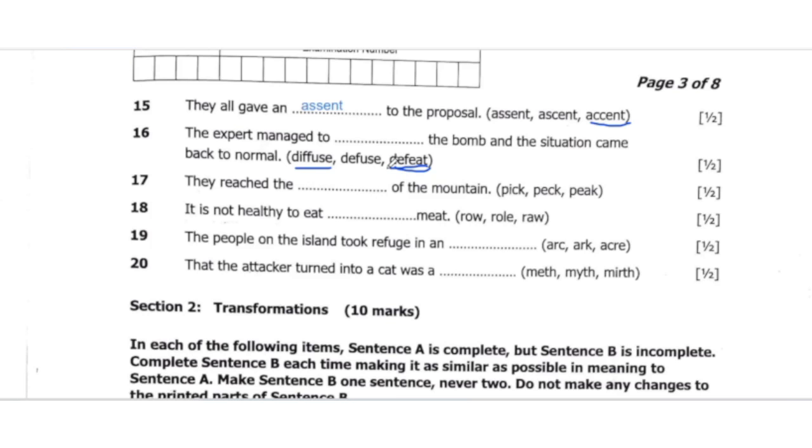You have won when you competed in something or when you did something, even if it wasn't a competition. For instance, you are fighting and you beat your friend. That means you have defeated him. Okay, and then to defuse, to neutralize the bomb, we use this word here, defuse.